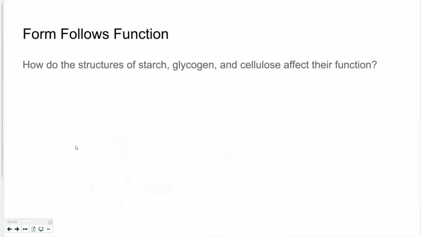Your challenge question is going to be, how do the structure of starch, glycogen, and cellulose affect how they function? So when you answer this question, I need you to describe the structure of starch and the function of starch, the structure of glycogen and the function of glycogen, and then the structure of cellulose and the function of cellulose. So make sure that you are hitting all those parts.